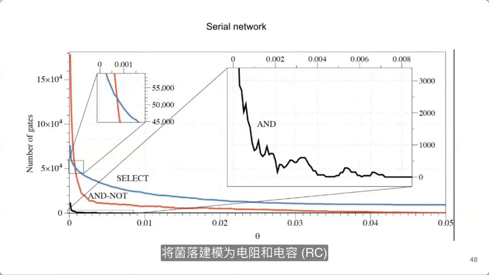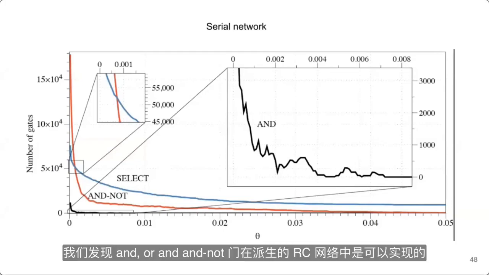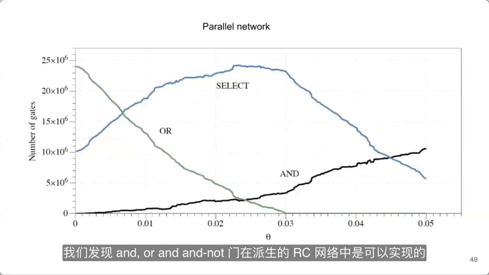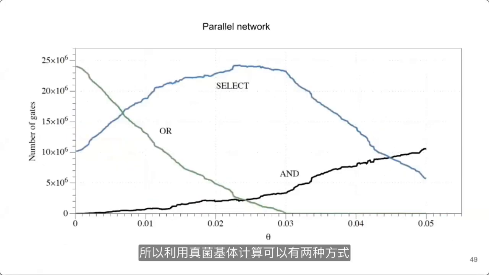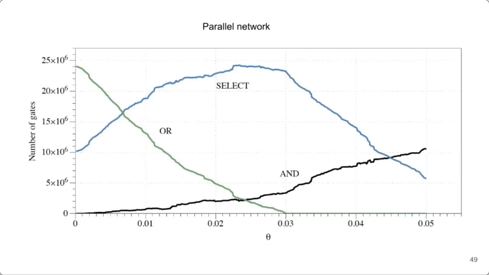on imitated output electrode. We found that on serial network, we can implement select gate, when input is funneled to output, and AND NOT gate. On parallel networks, we can implement select or AND. So basically computation in fungal substrates already can be done in 2 manners, either using the spiking activity or using them as electrical analog circuits.